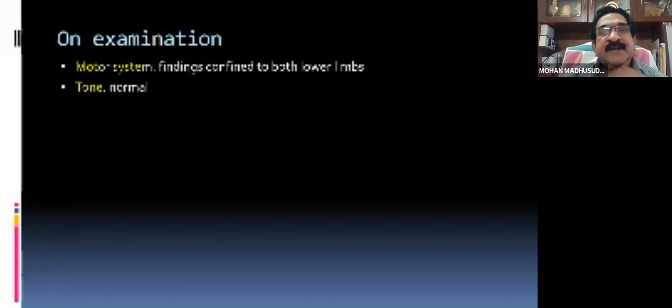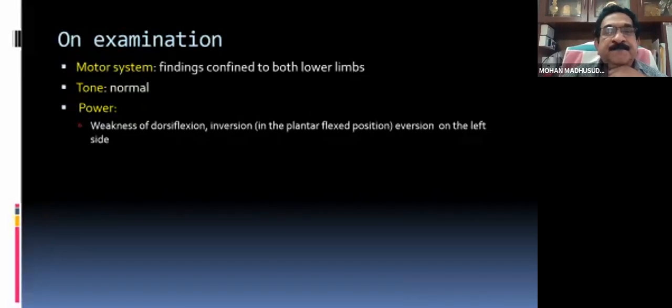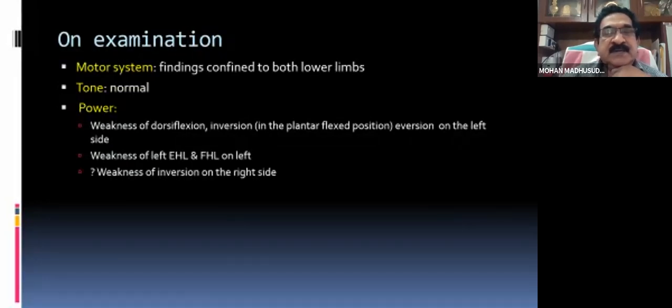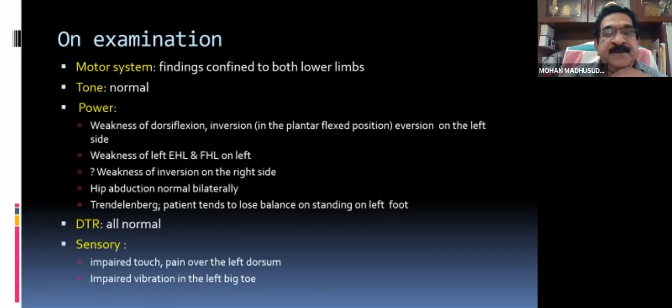So, motor system findings in both lower limbs: tone normal, power shows weakness of dorsiflexion and inversion of the plantar flexion position on the left side, weakness of the left EHL and peroneus longus, and weakness of foot inversion on the right side, I am not very sure. Hip abduction normal bilaterally. Trendelenburg: the patient tends to lose balance when standing on the left foot. DTR all normal. Sensory: impaired touch and pain over the left dorsum, impaired vibration of the left big toe.